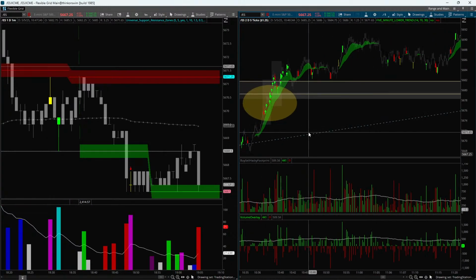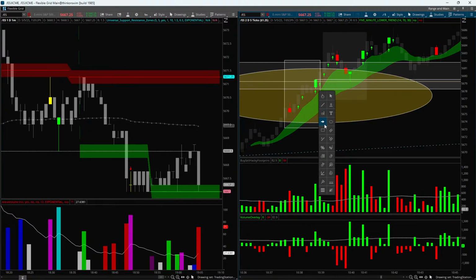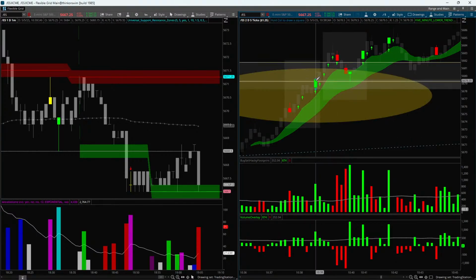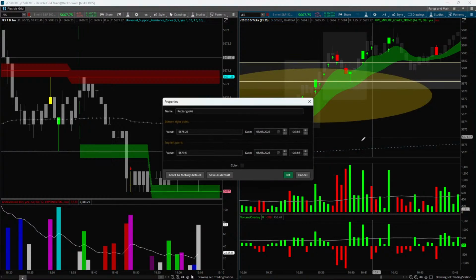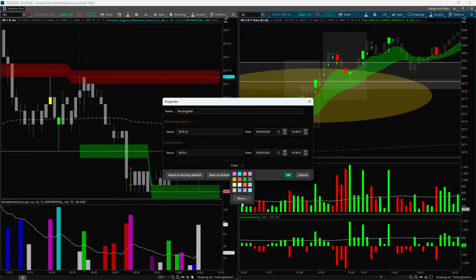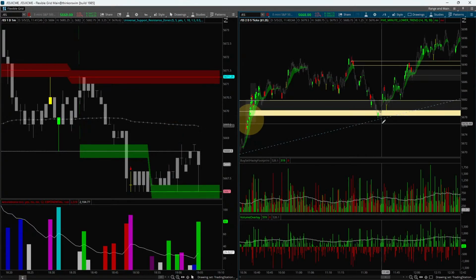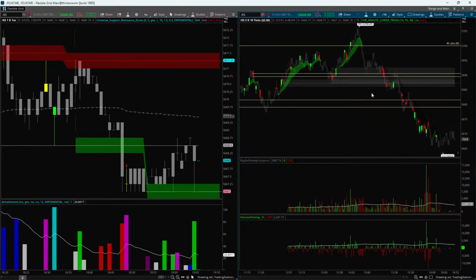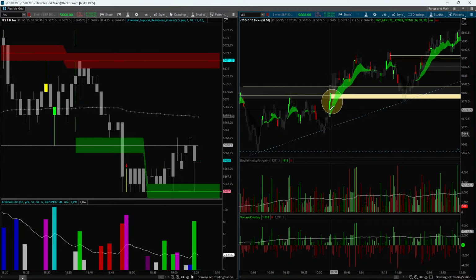All right, we can see that we have this little bad boy right here. That one looks nice. Let's just make it this. All right, so that one looks nice. You can see price came right back to it and bounced up and then took off. And it also works on the 10 tick chart. So I could have marked this whole thing right here.